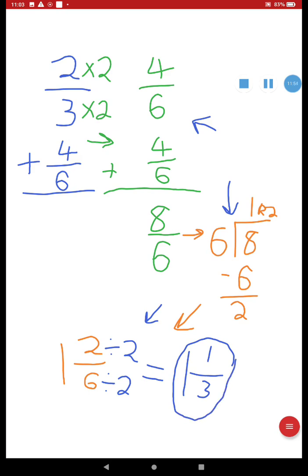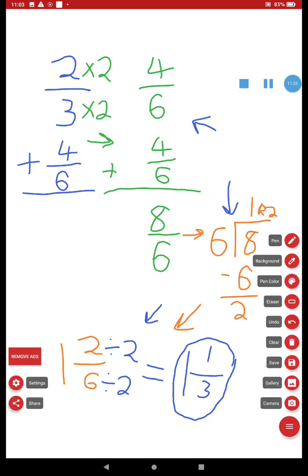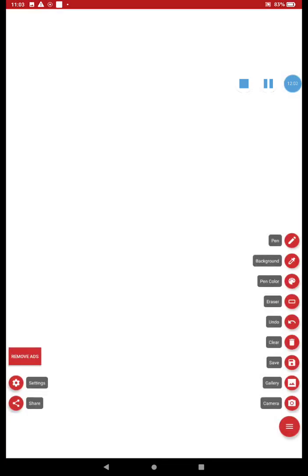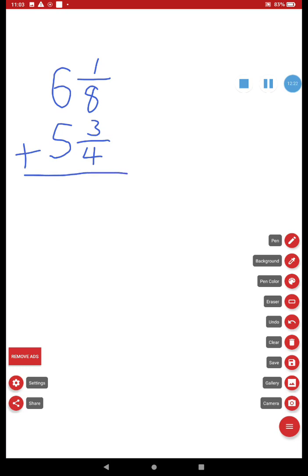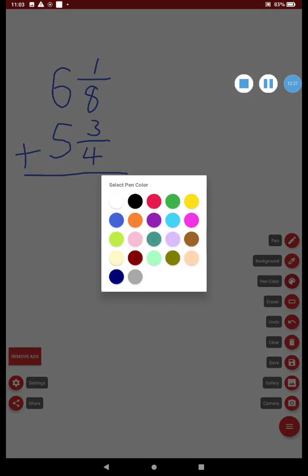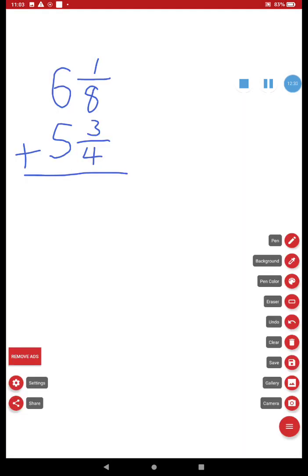Now we're going to do one more example where we're going to be adding mixed numbers together. So let's take a look at these mixed numbers. If I have 6 and 1/8 plus 5 and 3/4. Let's add those together. Well, I can't add them together right away. I need to get a common denominator.